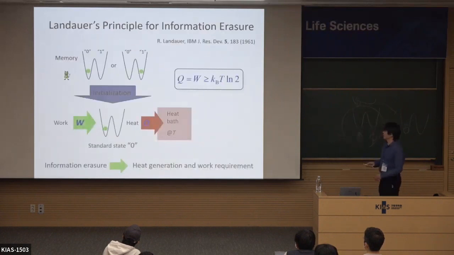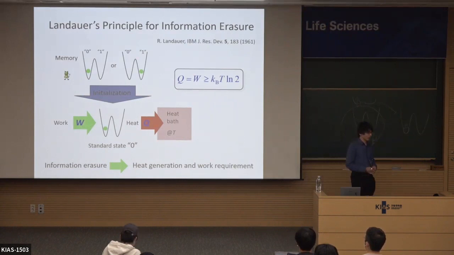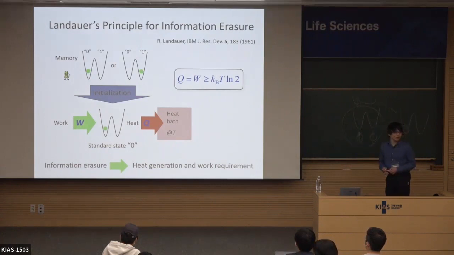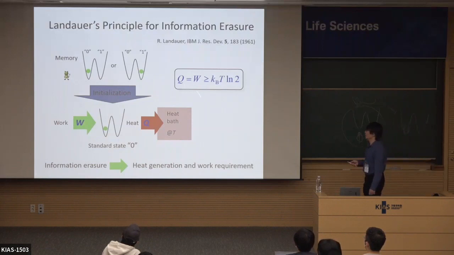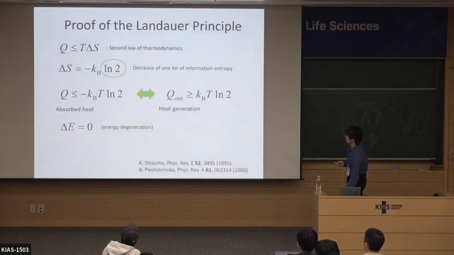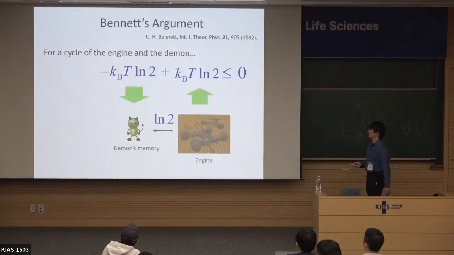So that entropy of log 2 should be dissipated into the environment, or the heat bath. So the same amount of heat, that is kT log 2, should be dissipated to the heat bath. To compensate for it, we need the same amount of work. So this is the so-called Landauer's principle. If we erase the information from the memory, then heat is generated to the environment, and the same amount of work is required. So we can consider that this is the key to resolve Maxwell's demon, because we need a positive amount of work for the reset process of the memory of Maxwell's demon.